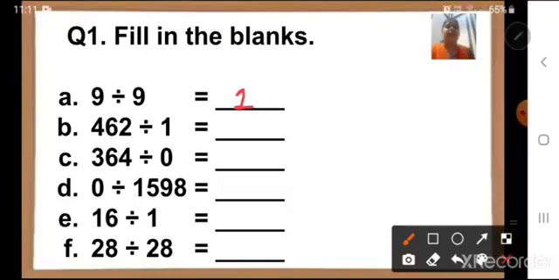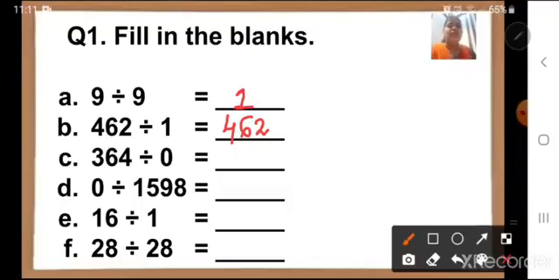Okay. Second one, B. 462 divided by 1. It is the first property. Division of a number by 1. Correct? A number when divided by 1 gives the same number as the quotient. So what will be our answer? Answer will be 462. Right children? 462 divided by 1 is equal to 462.